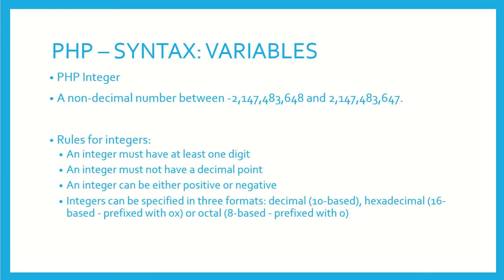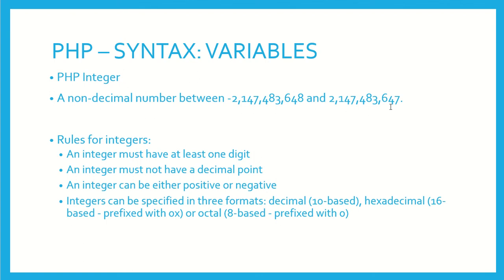Now about this integer part of it, you can have any non-decimal numbers ranging from this range. The only demand is that you should not have a decimal number assigned. If it is assigned as a decimal number, then it will be taken as a floating point variable. So if you have an integer, it should be a non-decimal number.